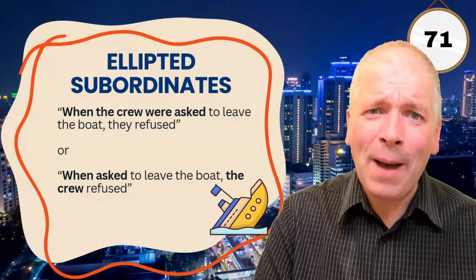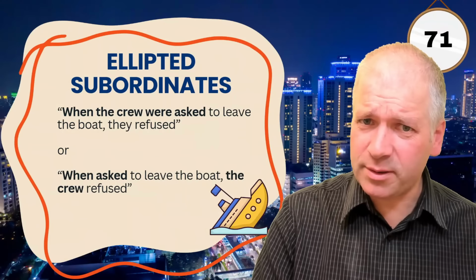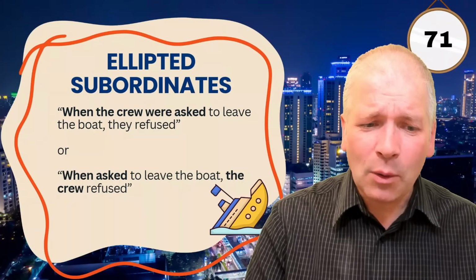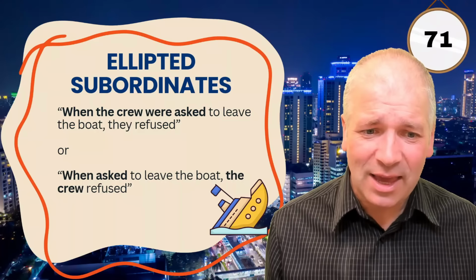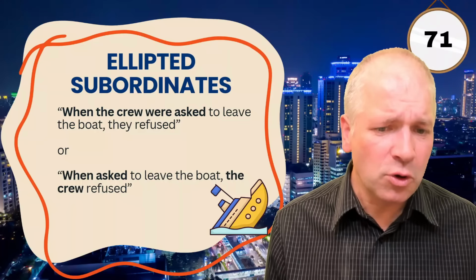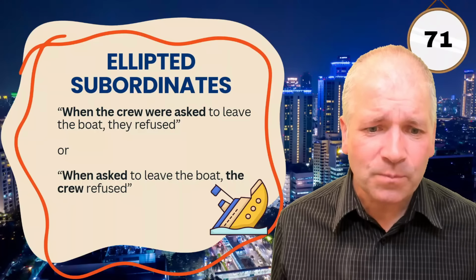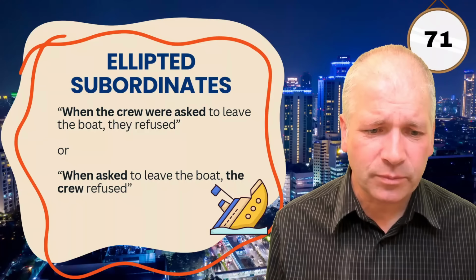Make sure you know about elliptical subordinates. What do I mean by this? Well, compare the two sentences together. Here's one way of saying it. When the crew were asked to leave the boat, they refused.